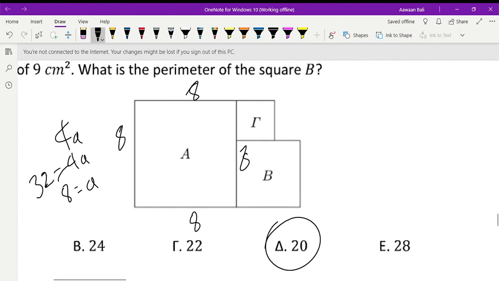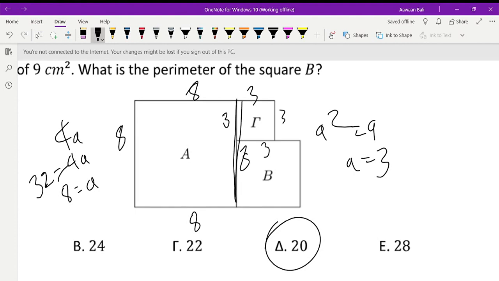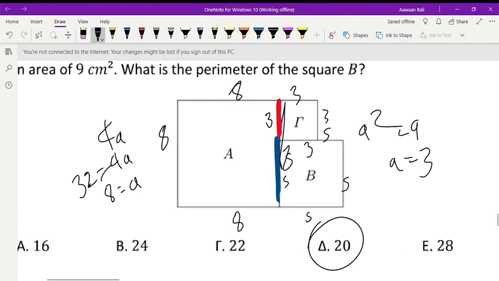And now, gamma, the area for a square is a squared. So since the area of gamma is 9, a squared is 9, so you do the root to both of them. A is equal to 3, which means that all the sides are 3. Again, a is the side of the square. Now, if we know that this whole thing is 8, and this is 3, we can find out this by doing 8 minus 3, which is 5, which means this is 5, this is 5, this is 5, and this is 5. Now, let's talk about the perimeter.